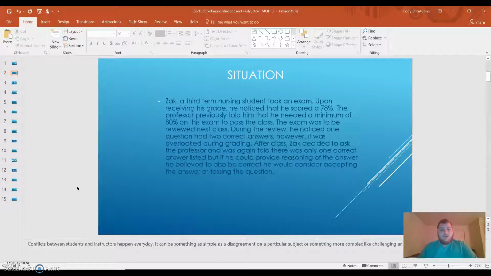However, during the review, he noticed one question had two correct answers. It was overlooked somehow during grading. It happens all the time. After class, Zach decided to ask the professor and was again told there was only one correct answer listed, but if he could provide reasoning of the answer he believed to be correct, he would consider accepting the answer or tossing the question out. During my time in nursing school, this was a common occurrence, especially with pharmacology and med-surg.